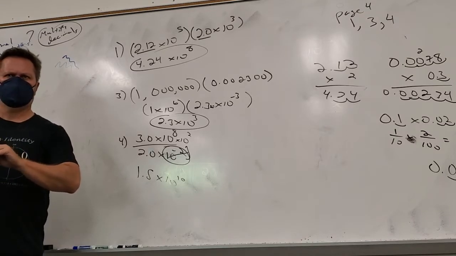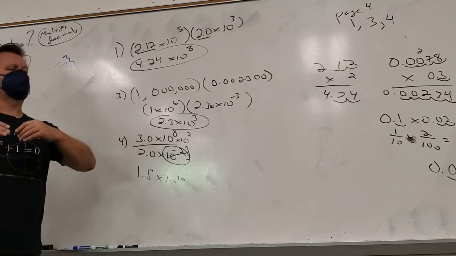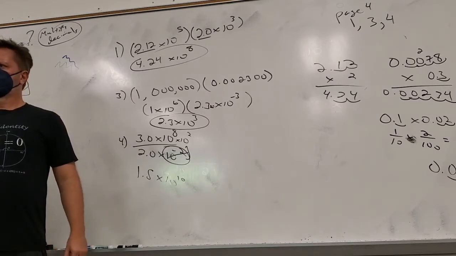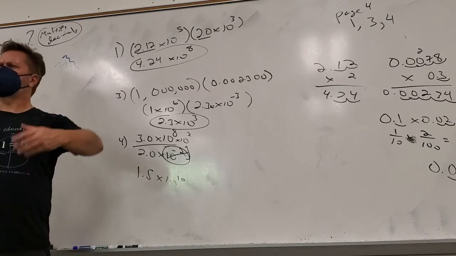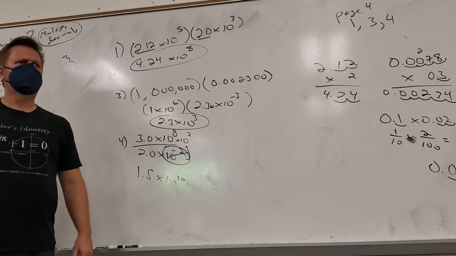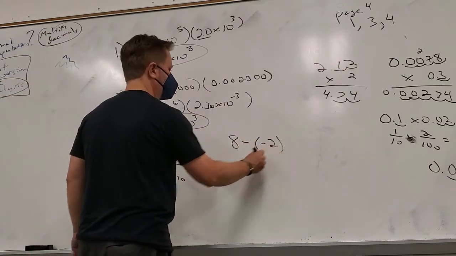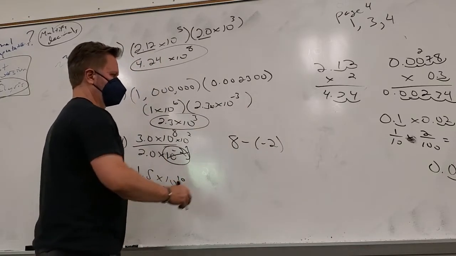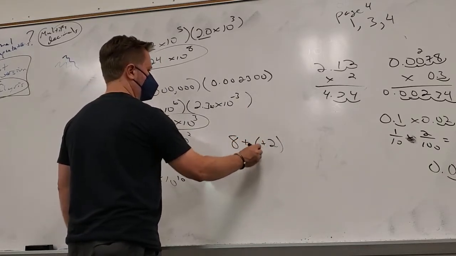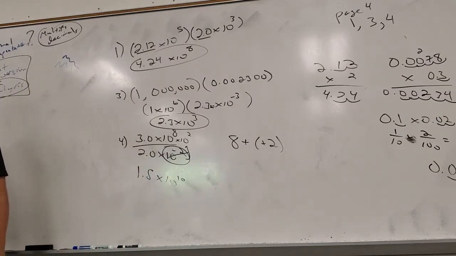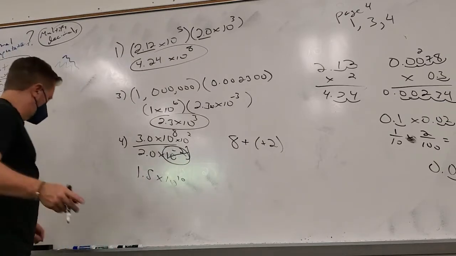Right. I think of subtracting a negative as forgiving debt. And that's why it ends up adding to your stuff. If you write it out like 8 minus minus 2, minus negative 2, then negative times negative is positive. So 8 plus 2 is 10. Okay. Somebody requested number 2.